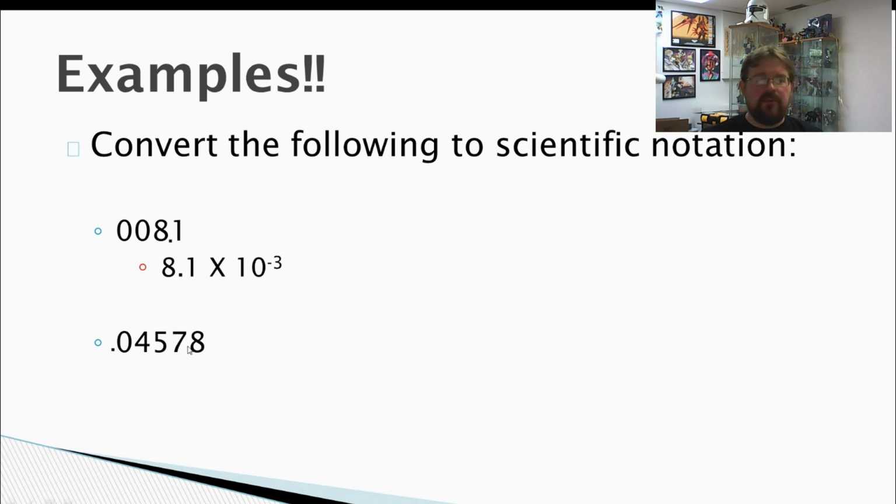Our next one, 0.04578. So move that decimal. 1, 2 spots. Once we get past the 4, we're done. Okay. You're going to get rid of that 0 in the front. We don't need it anymore. So we're going to have 4.578. Put times 10 after it. How many spaces do we move? We move 2 spaces. So 4.578 times 10 to the negative second.